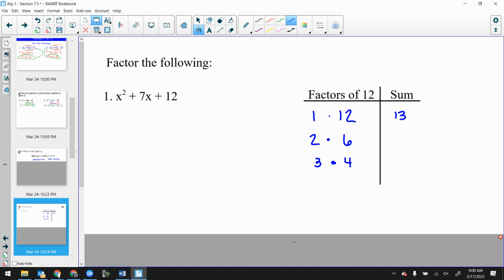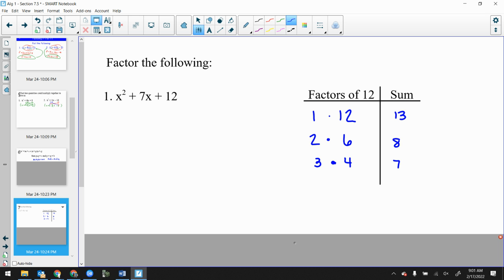2 plus 6 is 8. 3 plus 4 is 7. Now, if I flip that around, would that still be true? 12 times 1? Yeah, still 13. Or, you know what I mean. If I add 12 and 1, I still get 13. The order doesn't matter there for multiplication or addition. It will matter in a second. But for our purposes here, it doesn't matter because it's all positive.